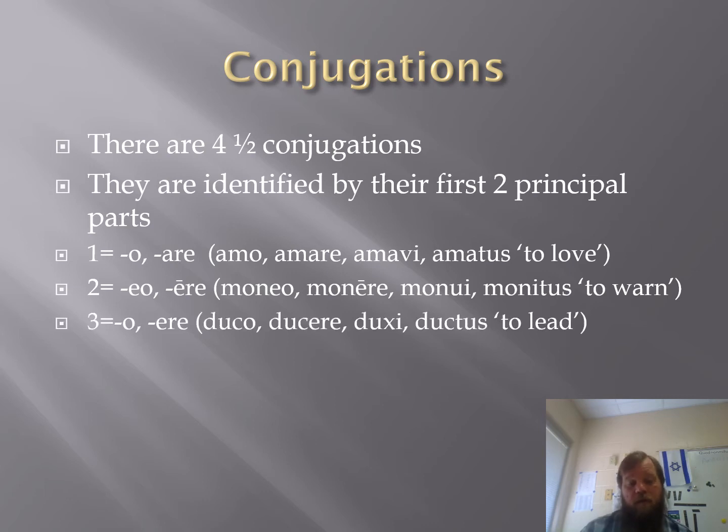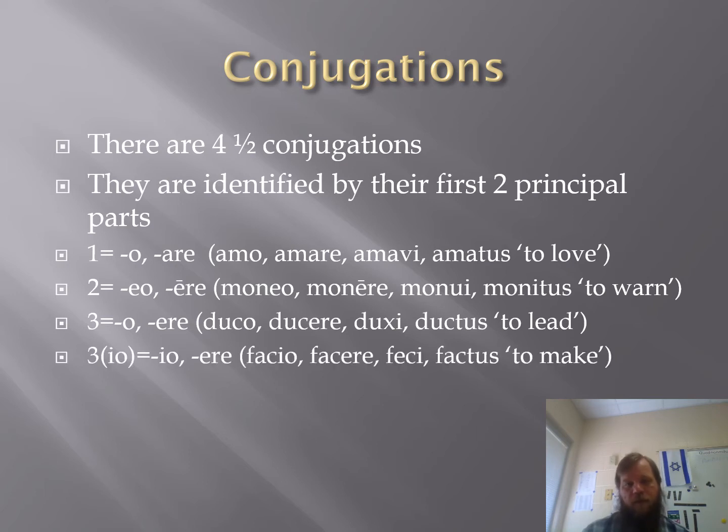Okay, third, it's back to being just an O here, like in first, but it's a short ERE. Duco, ducere, duxi, ductus. Okay, so O, short ERE. Long ERE is second, short ERE is third. Here's our half, and I'll explain the half in a minute, but let's just keep going for a moment. It's going to end IO, short ERE. We call this third IO. It's third because it ends ERE here, IO because it ends IO here.